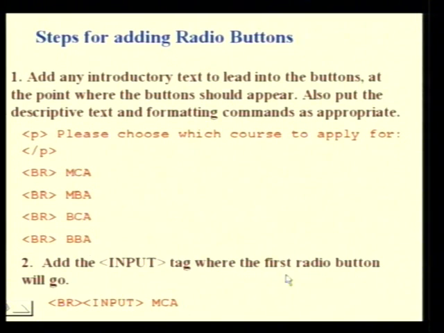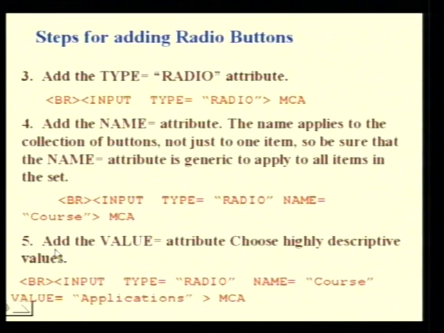Add the input tag where the first radio button will go. Now all of these options will be specified with the radio button. So I specify input type is equal to radio with each of these course options. So you have input type is equal to radio MCA, input type is equal to radio MBA and so on. After that, give a name attribute to each of these. Input type is equal to radio name equal to, let's say, course. Okay. Add the value equal to attribute, choose highly descriptive.